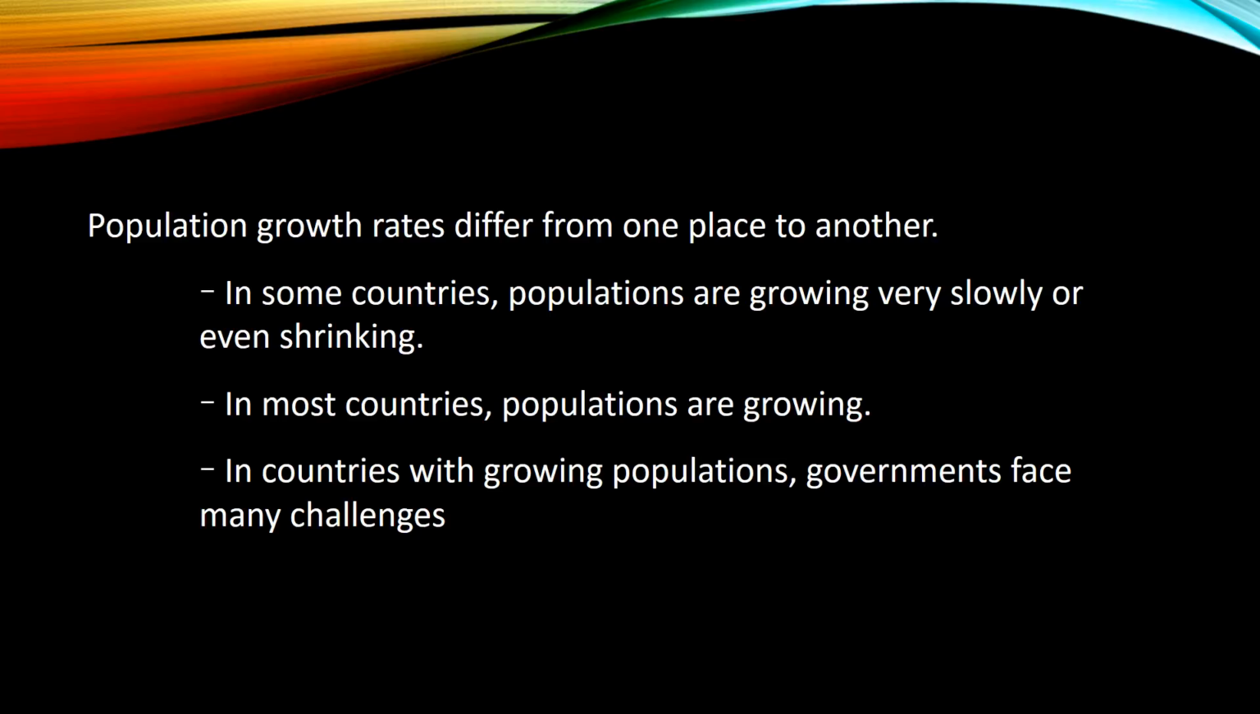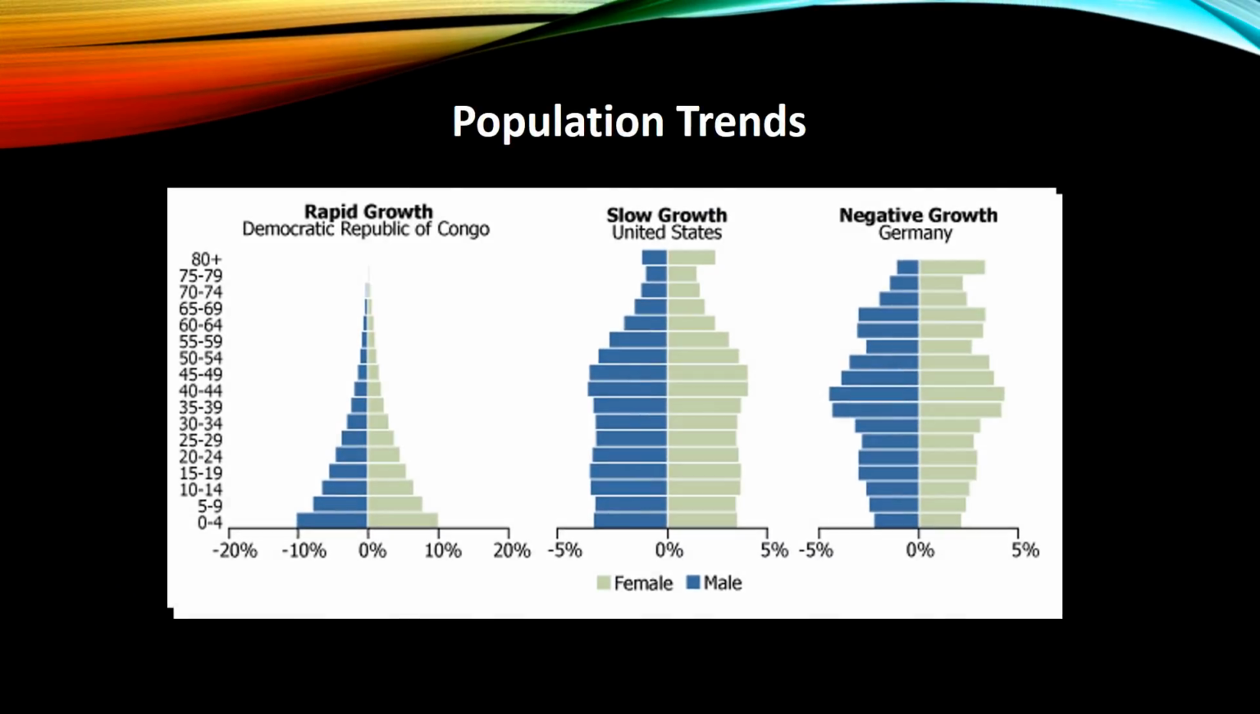Okay, so let's look at some population trends, and you can see the difference there. The Democratic Republic of Congo is experiencing rapid growth, whereas the United States has very slow growth. And then there's actually negative growth in Germany.